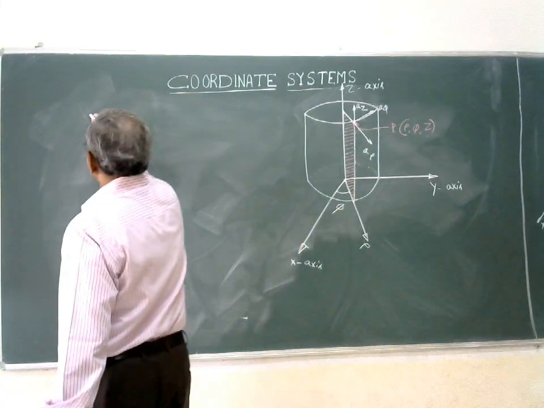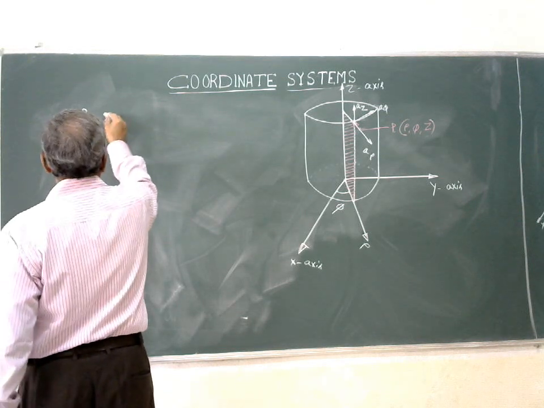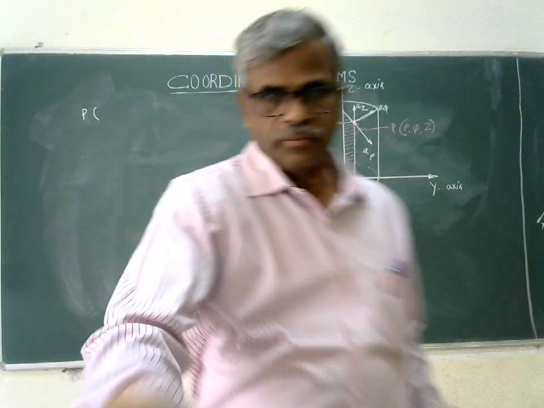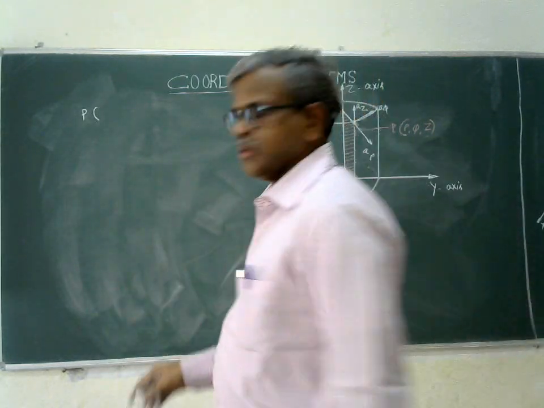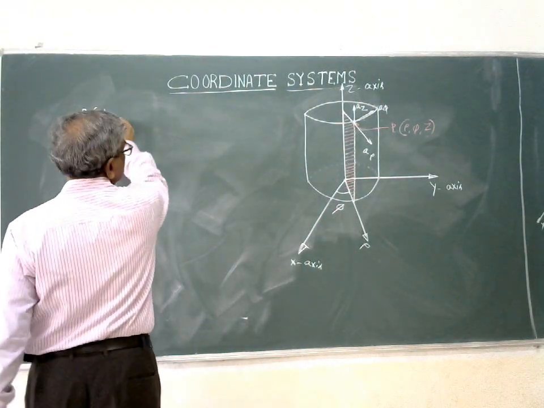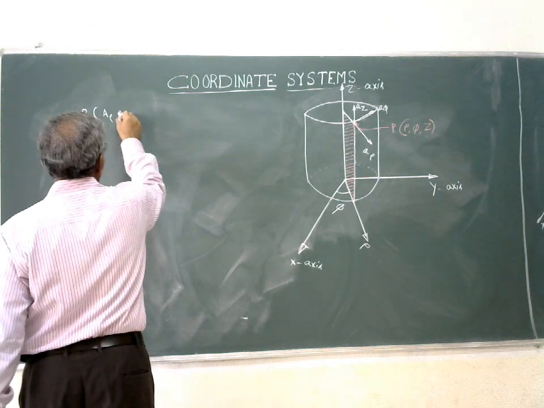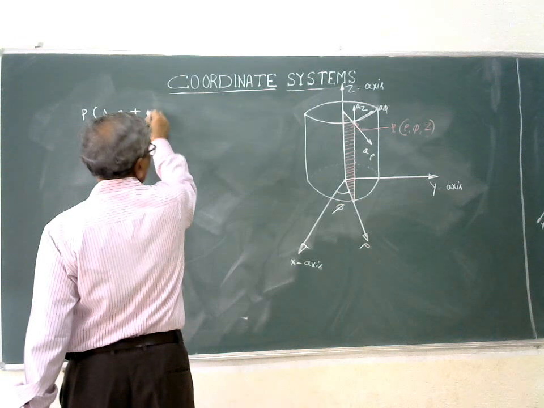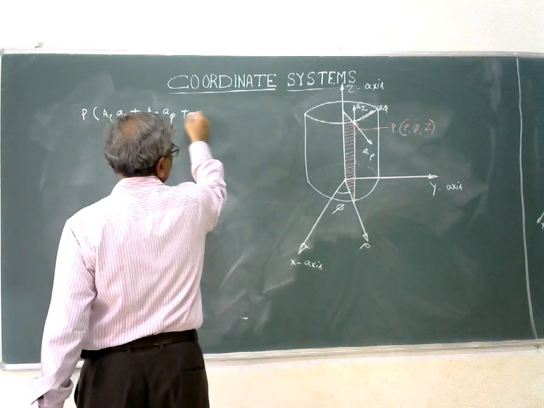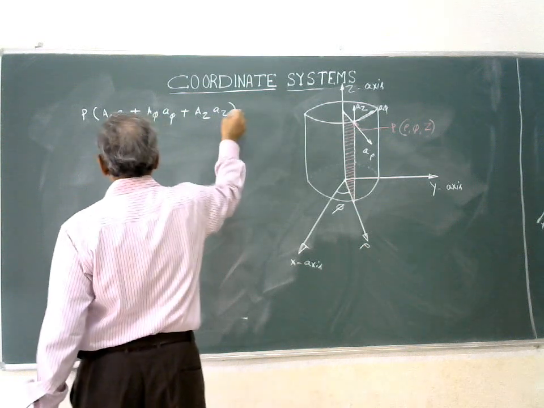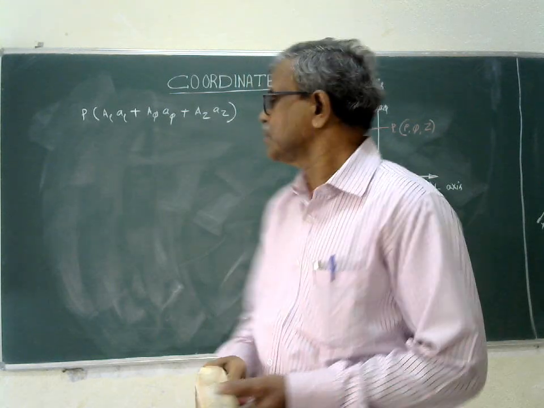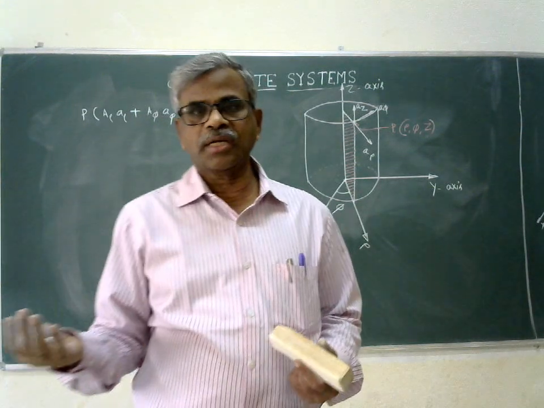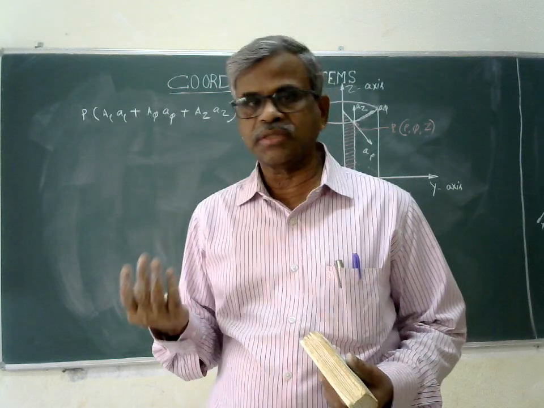We will consider one point P, in terms of A rho plus A phi plus A z. This is the point, and we are incrementing it by elemental values, and we are finding out the differential length, the differential surfaces and the differential volumes.